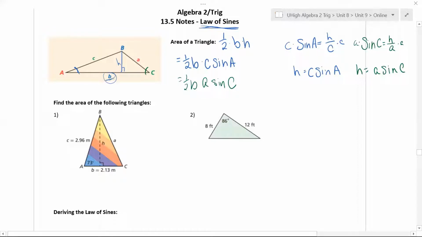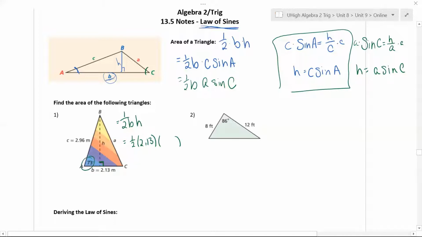So number 1, I am given 2 side lengths. I'm given an angle. So find the area of the triangles. So again, 1/2 base times height. Well, I know that my base is whatever my height is perpendicular to. So my base here is B, or 2.13, times my height. But I don't know what my height is. So I have to use my sine function, just like what I did up here in our example. The only angle I'm given is A, so I have to use angle A.